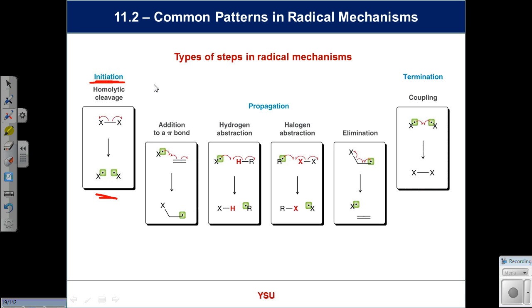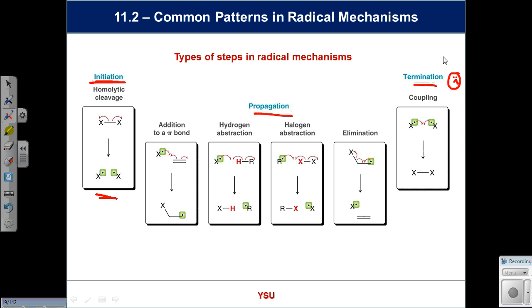Initiation, get the thing started. We're going to talk about chain mechanisms in which something happens to then allow something else to happen, and at the end of this event, we get back what we need at the beginning, and we can go back and do a cycle, a cyclic type mechanism. We're going to call those propagation steps, and then the bad one. This is not particularly friendly. We don't like this one, because this consumes our radicals. Termination is going to happen.